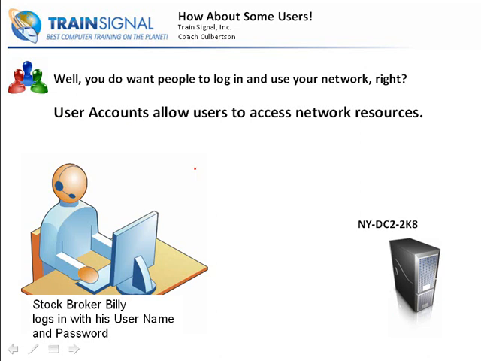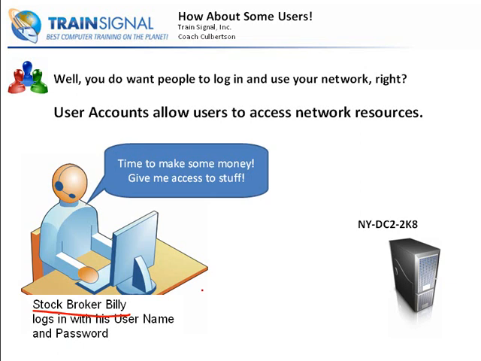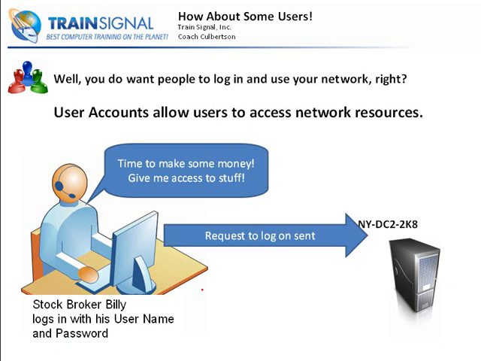So just as a quick illustration here, let's say we have Stockbroker Billy, all right? And Stockbroker Billy says, you know, it's time to make some money. Give me some access to some stuff on the network. And so he logs in with his username and password. So he goes ahead and sends a request over to NYDC2. Now, why NYDC2? Well, Billy might happen to be on the same floor as NYDC2 instead of NYDC1. There's a variety of reasons why he might log in here.